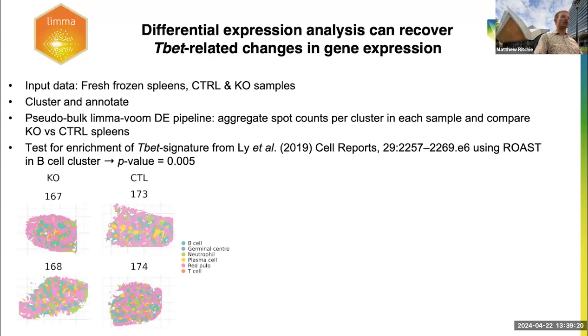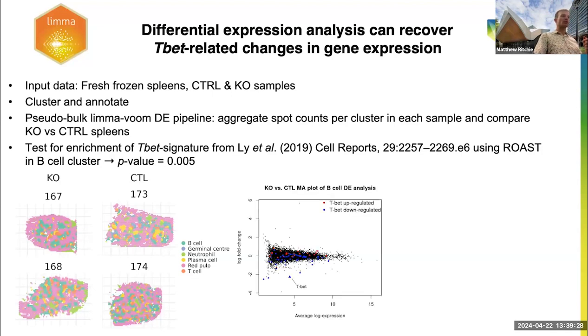Again, we only have two knockout and two control. I think these are all male samples, so they're all controlled for biological sex. If we look, again, we can do a pseudo bulk differential expression analysis. TBET, which is the gene that's knocked out, is the most highly downregulated gene in this analysis. It's number one in your list. And you can see that the downregulated TBET genes tend to be a little bit below the 0 line, and the upregulated TBET regulated genes tend to be a little bit above the line.